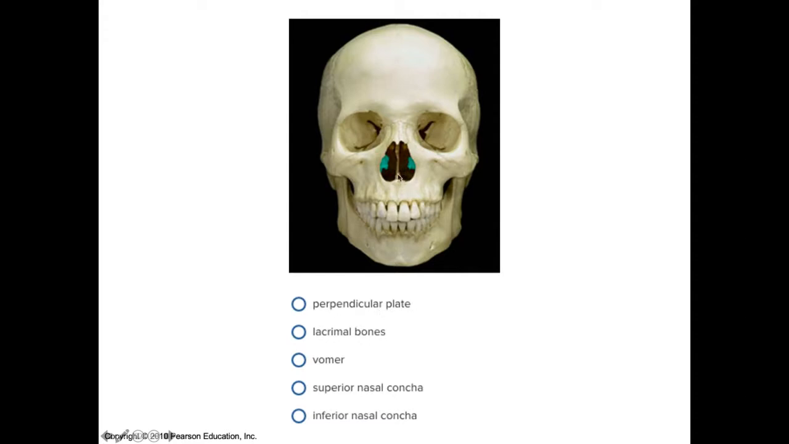Let's look here. Perpendicular plate. Well, I said this is the vomer. The vomer, that's down here. The perpendicular plate is just more of a superior extension of it. Together, the vomer and the perpendicular plate make up the nasal septum. Then, what else do we have? Lacrimal bones. Well, no, Dr. Leonard told you that's up here. So now we have superior and inferior nasal concha. Well, it's going to be the lower one. Inferior, superior is way up high. You can't even see it. So this is the inferior nasal concha.